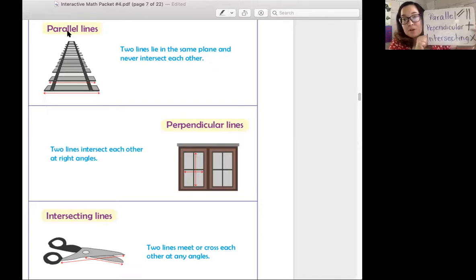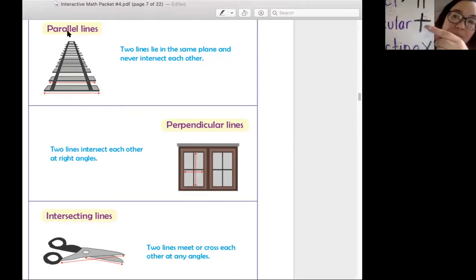Okay, then I have perpendicular. This one's a little bit harder to understand. So perpendicular, I'm going to show you right here, has to make a cross. Okay, it has to make a T because when I have a perpendicular line, it has to create right angles. Whenever I have a right angle, it means that I can make a perfect box right in the middle of where the lines cross. So see right here, there's a perfect box. I have a perfect square. That means it is a right angle.